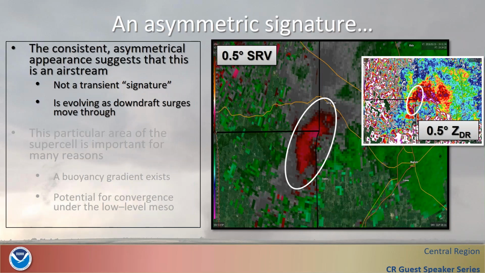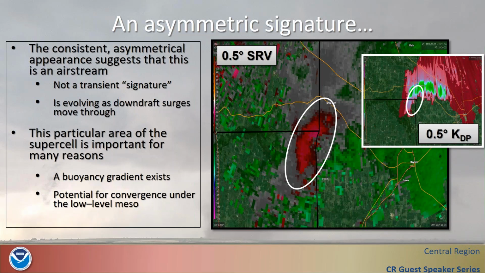So again, we really want to reiterate that this is an asymmetrical feature, which suggests that this is an airstream. It's not just a transient signature that you're going to see appear and then disappear or magically appear. It does evolve over time, and you'll see this as you have downdraft surges within the supercell, how it changes its orientation. We won't dive a whole lot into that. Hopefully, as we have time, the advanced TWIP training series will go through that in more detail.